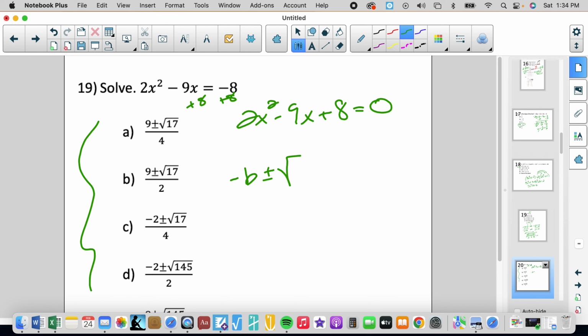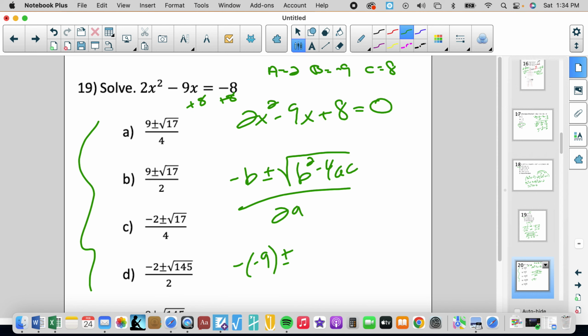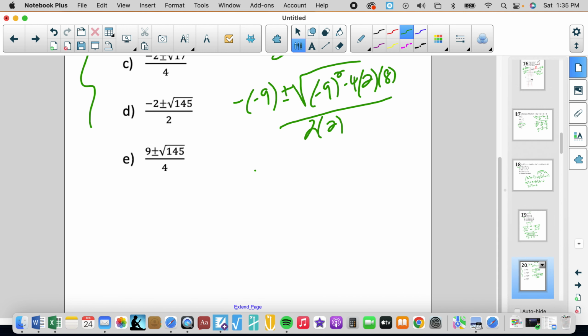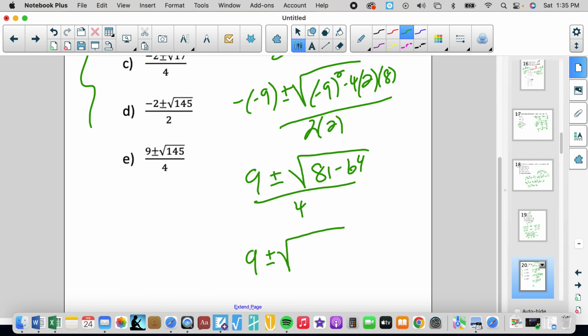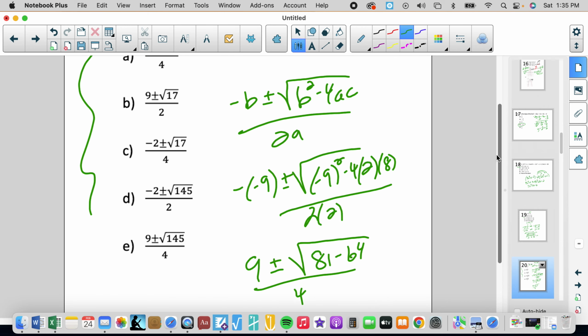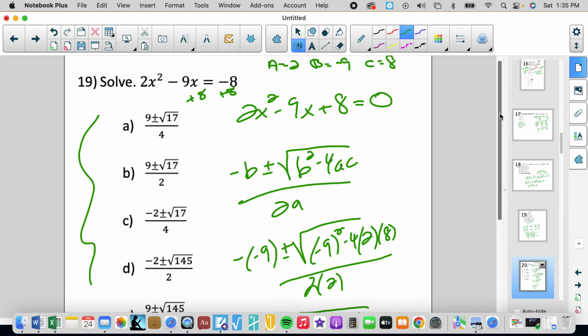The quadratic equation is the opposite of b plus or minus the square root of b squared minus 4ac, all over 2a, where a equals 2, b equals negative 9, and c equals 8. So we get 9 plus or minus the square root of 81 minus 4 times 2 times 8, which is 64, all over 4. 9 plus or minus rad 81 minus 64, which is 17, over 4. Rad 17 is already simplified. We can't simplify that. So I'm going to give A as the answer.